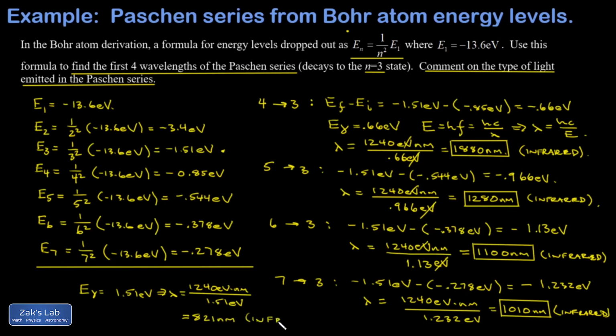So we conclude that all photons emitted from transitions down to the n equals 3 level in the hydrogen atom are going to be infrared. You may recall that all the transitions down to the ground state were ultraviolet. So it looks like only transitions to the n equals 2 state are giving us visible photons, which are responsible for the color of excited hydrogen gas.